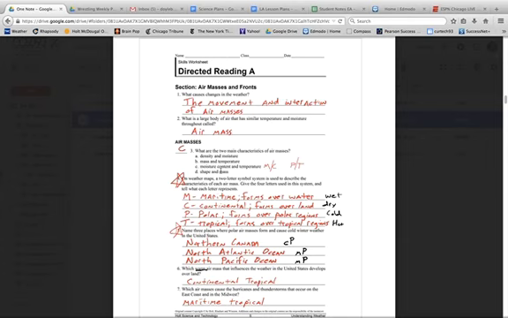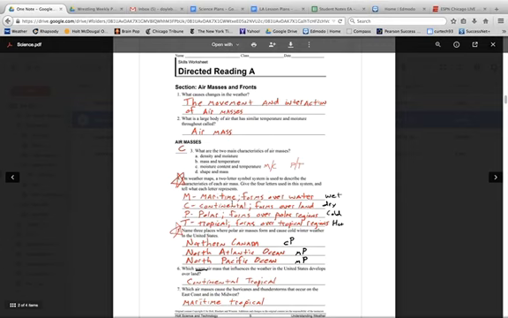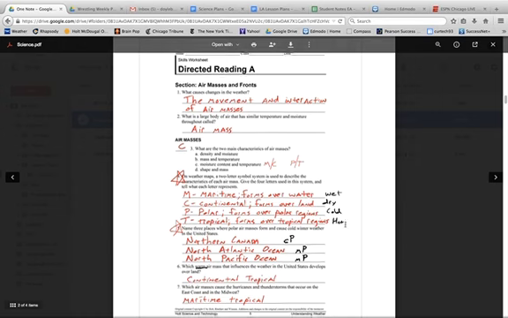Four, the four symbols. M stands for maritime, and that means it forms over water, so it's wet. C stands for continental, which means it forms over land and it's dry. P stands for polar, and that forms over polar regions and it's cold. And then T stands for tropical, which forms over tropical regions, so it's hot or warm.